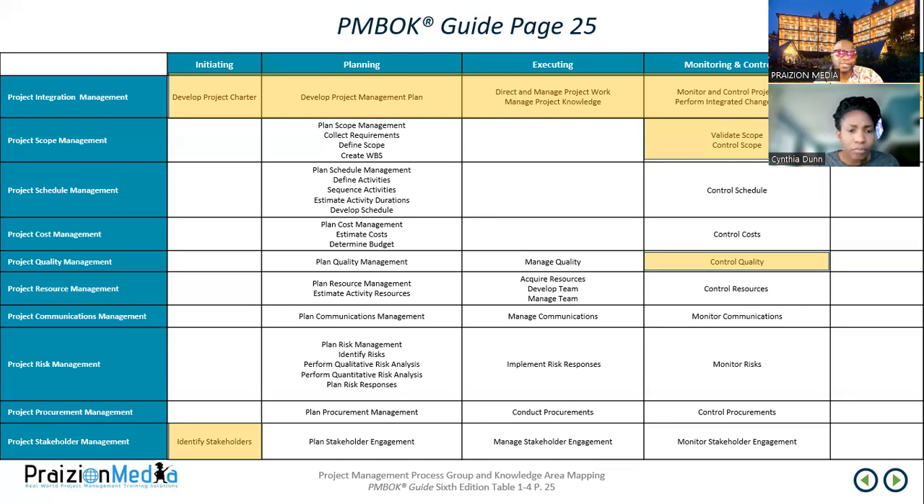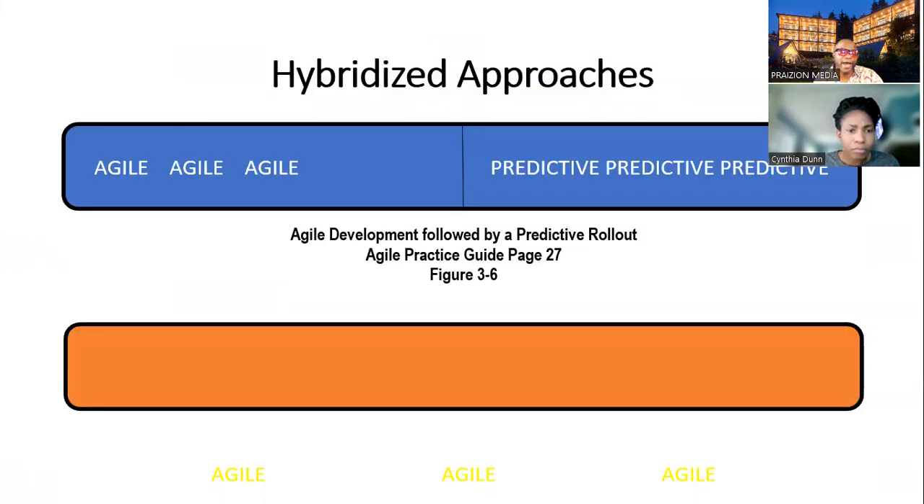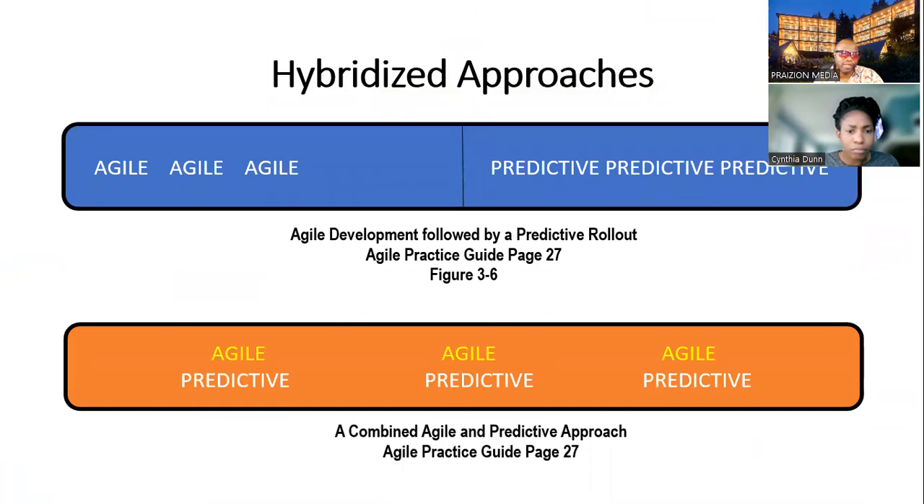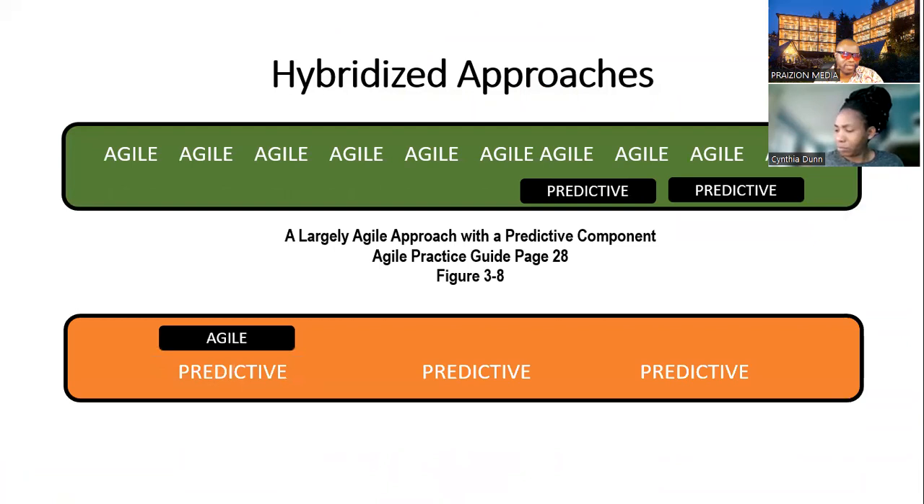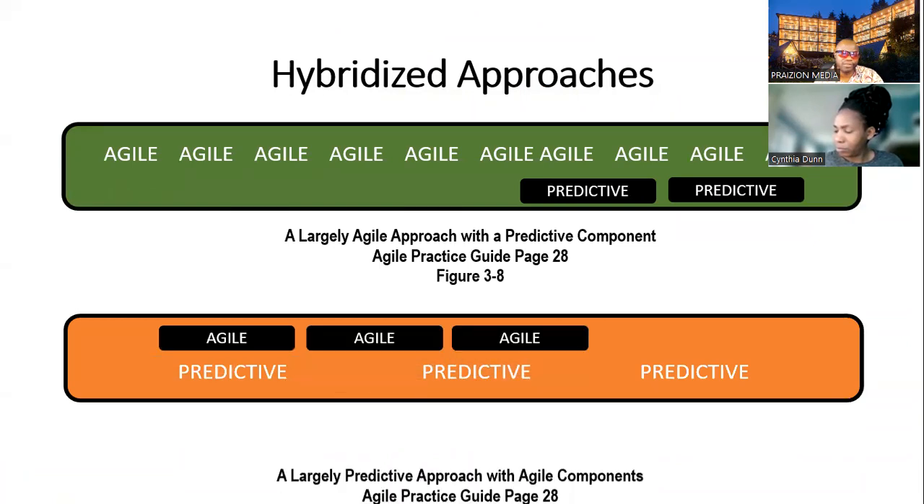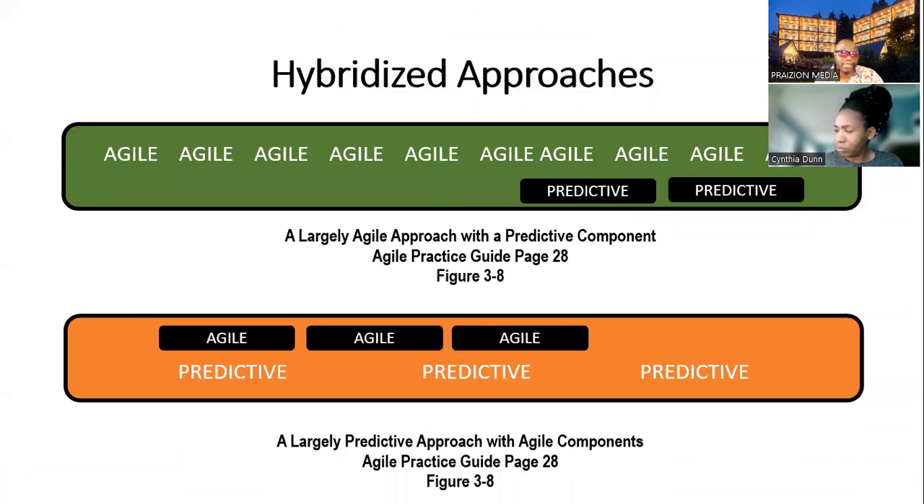All right. Next thing I would tell you to know is the hybrid approaches. Know all of these models on page 27 and page 28 in the Agile Practice Guide. You got to know these models. This is higher level stuff I'm telling you that you got to get down.